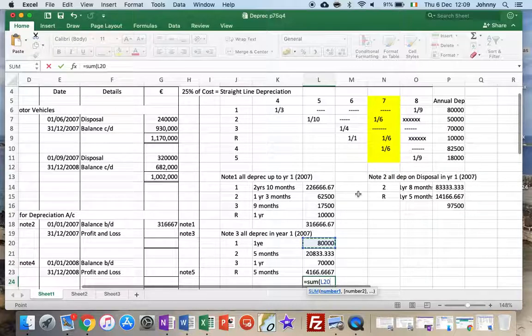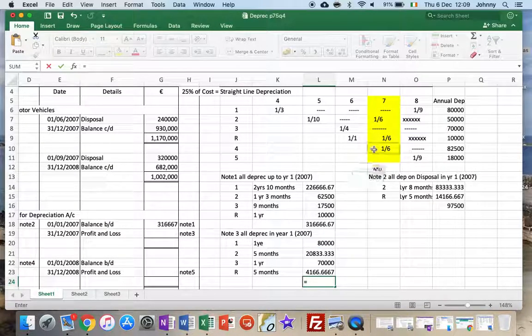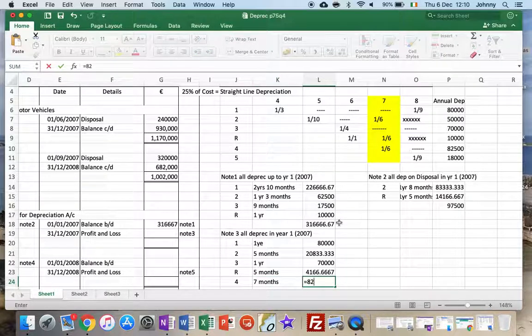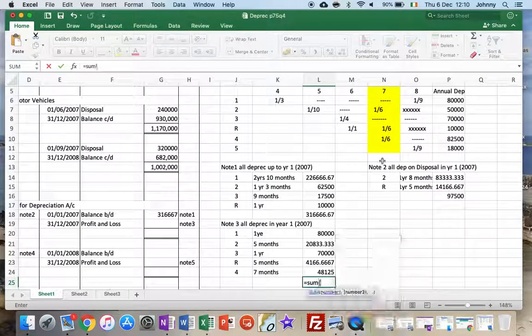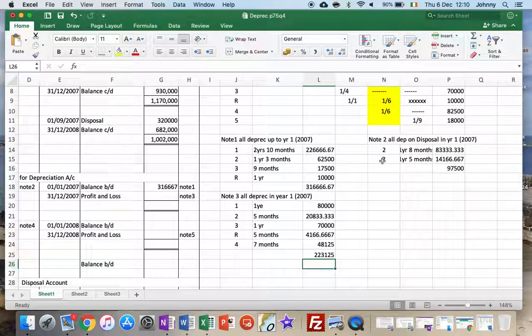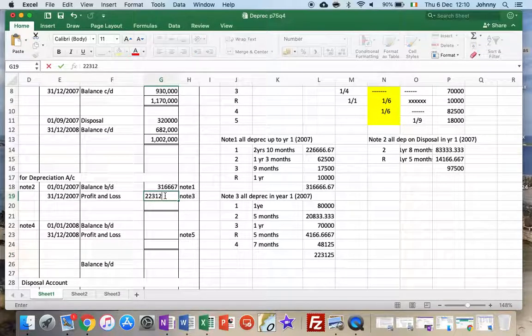Oh, actually, sorry, I just realized I've left one out. We also had a replacement for this vehicle that I got rid of, vehicle 2. So vehicle 4 came in. And vehicle 4, I had it for 7 months of the year, because I bought it on the 1st of the 6th. So that's going to be 82,500 multiplied by 7/12. So that's note number 3, so that goes in there, 223,125.